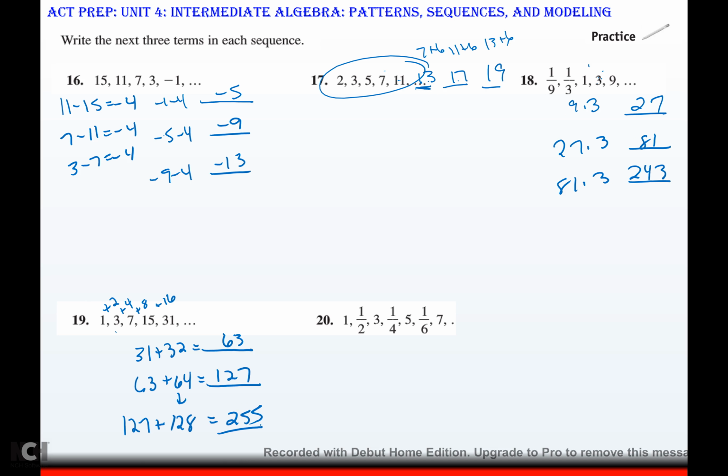Okay? Now, on this one, too, I was trying to figure out a pattern. How do you go back from whole to fraction? And then I started noticing the pattern of the whole numbers and the pattern of the fraction. The whole numbers are counting by odds. 1, 3, 5, 7. The fractions are going up by 2 every time on the bottom. So my next one would be 1/8. And then the next odd number would be 9. And the next fraction would be 1/10. And those would be my next 3 terms.